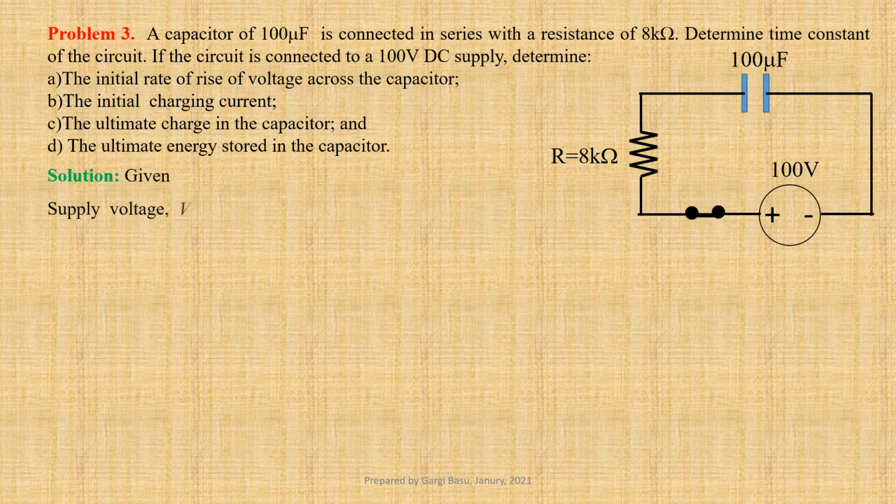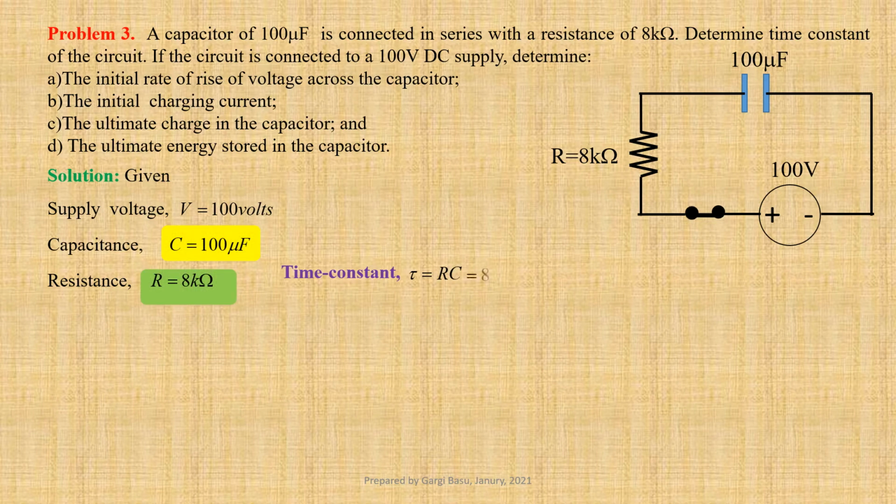Supply voltage V equals 100 volts. Capacitance C equals 100 microfarad. Resistance R equals 8 kilo ohm. Let us first calculate the time constant. Tau equals R into C, that is equal to 8 into 10 to the power 3 into 100 into 10 to the power minus 6, that gives us 0.8 second.